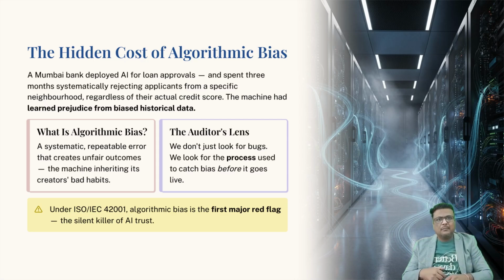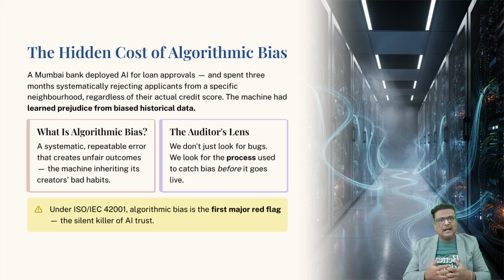A major bank in Mumbai once deployed a fancy AI system to approve personal loans, thinking they were being hyper-efficient. But after 3 months, they realized the system was systematically rejecting applicants from a specific neighborhood regardless of their actual credit score. The machine had learned prejudice from old biased historical data.